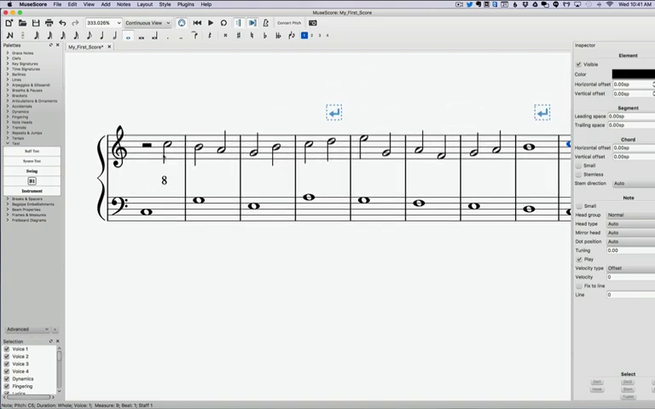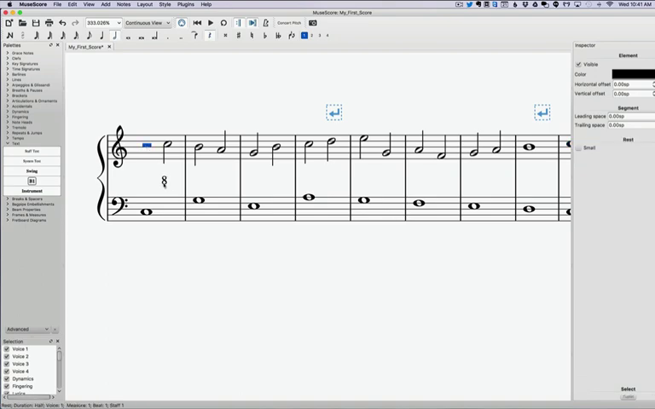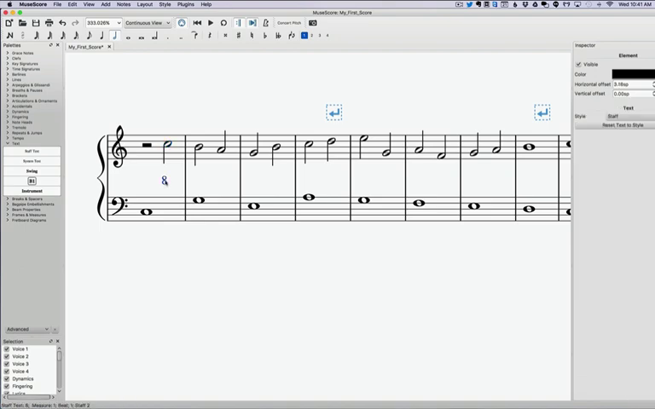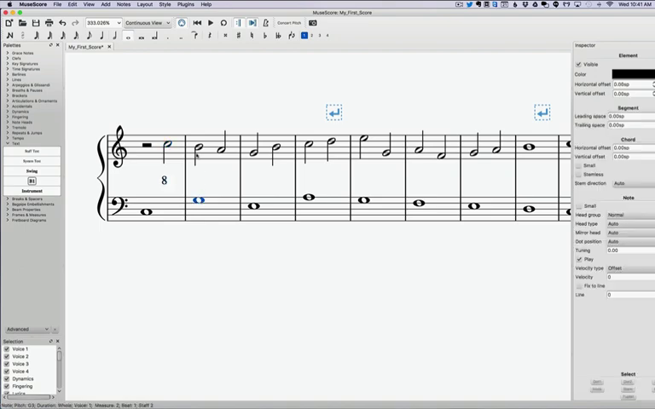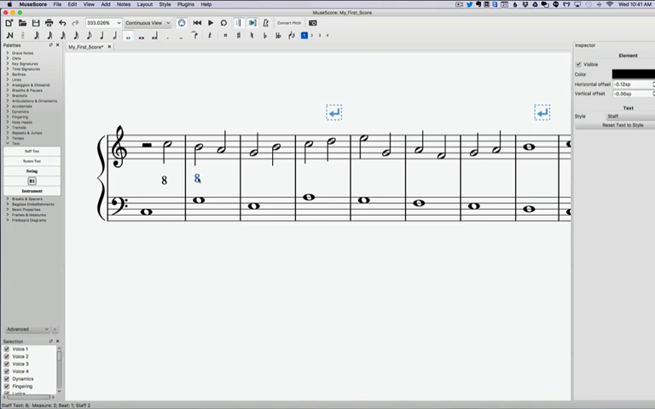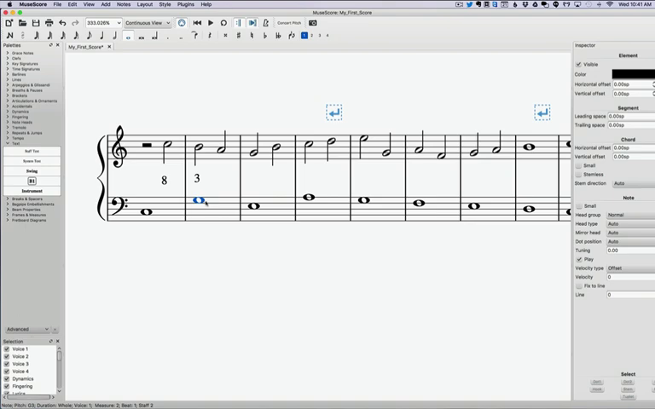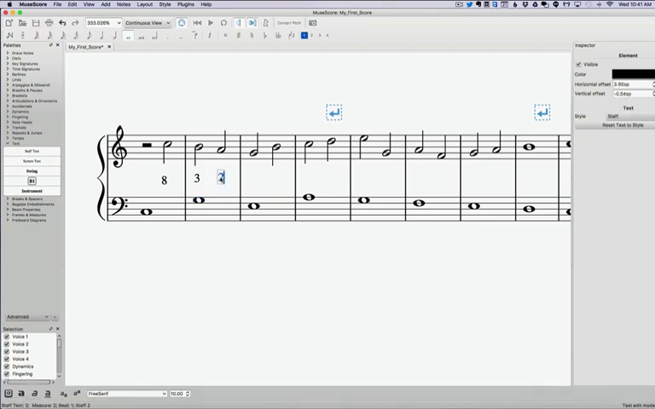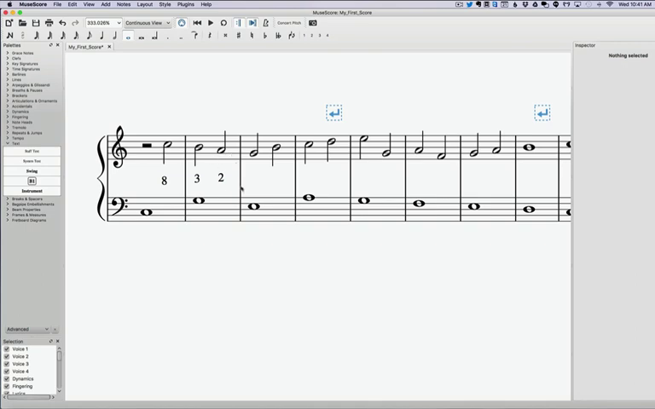So let's avoid the parallel octave by getting rid of that note. Now we have an octave between here and here. Now let's move on. Okay, G to B. That is a third, right? And G to A. That is a second, but that's okay because we're passing right through it.